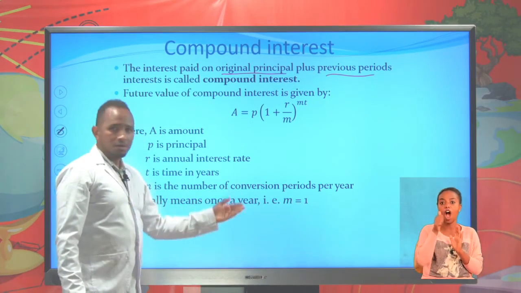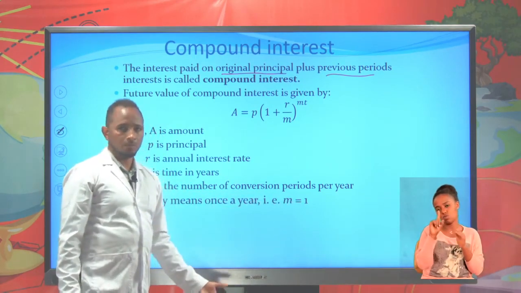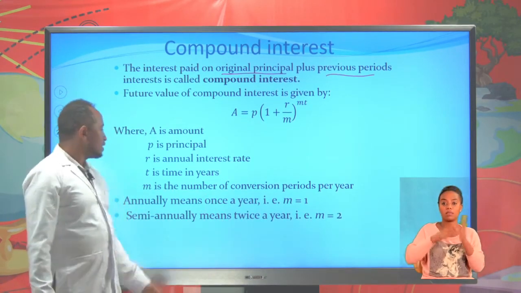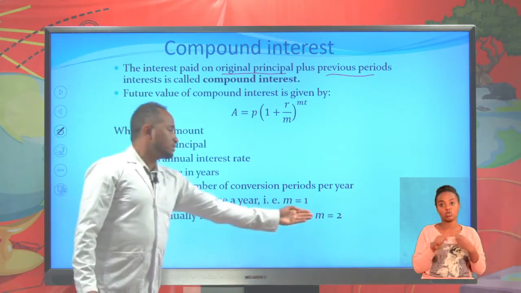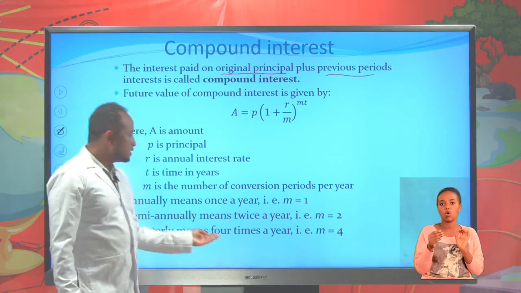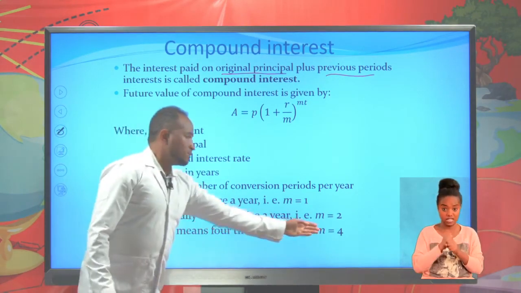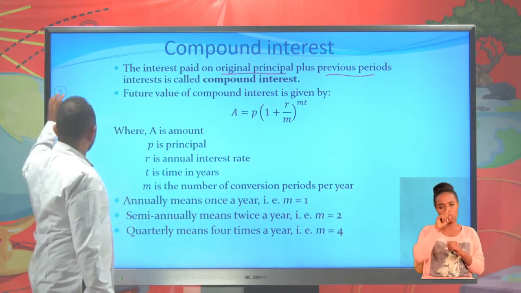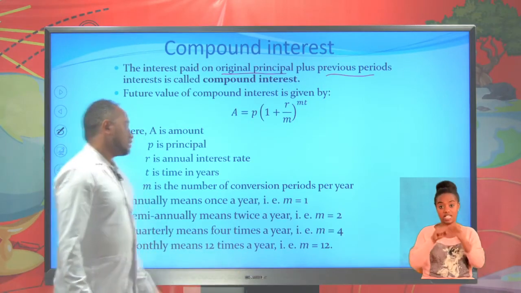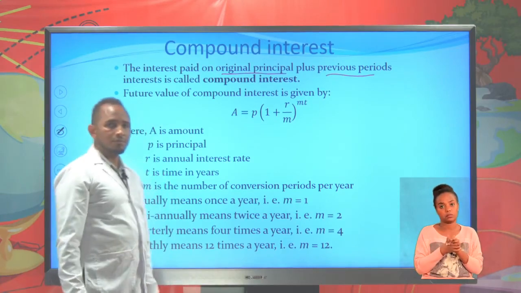annually means once in a year, so the number of conversions will be 1 for annually. And semi-annual means twice in a year, so the number of conversion periods will be 2, M is equal to 2. And quarterly means 4 times in a year, so M is equal to 4. And monthly means 12 times in a year, therefore M is equal to 12. Now let's see an example for this.